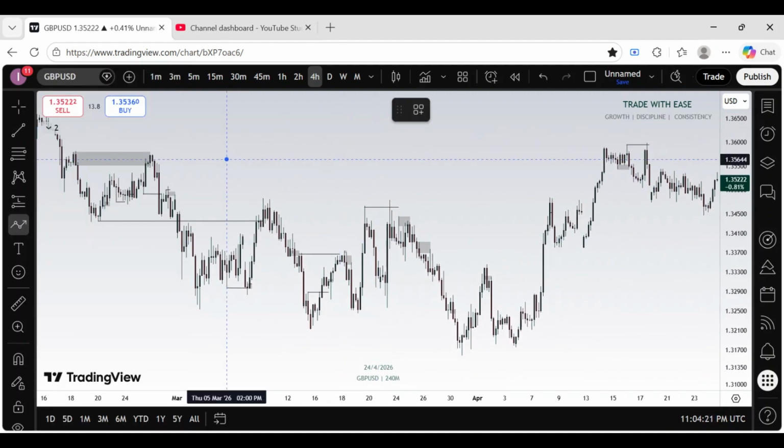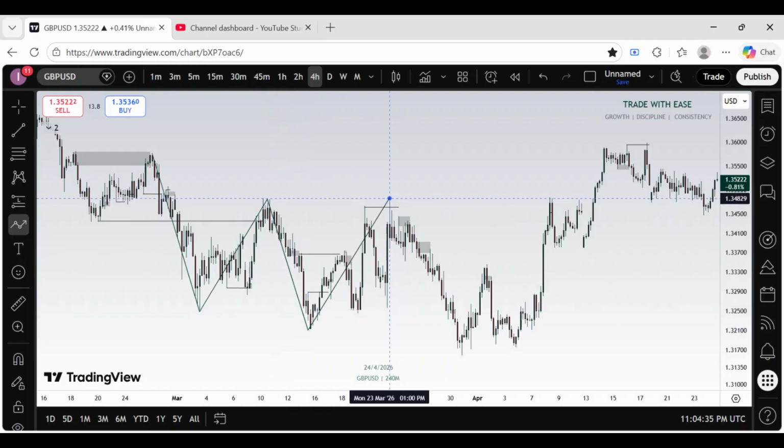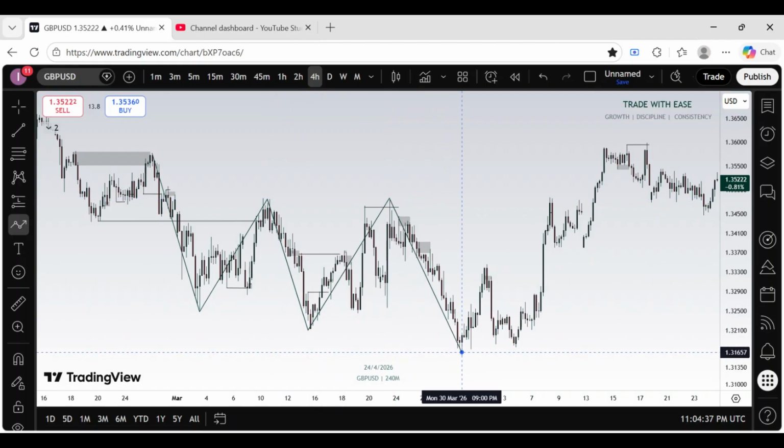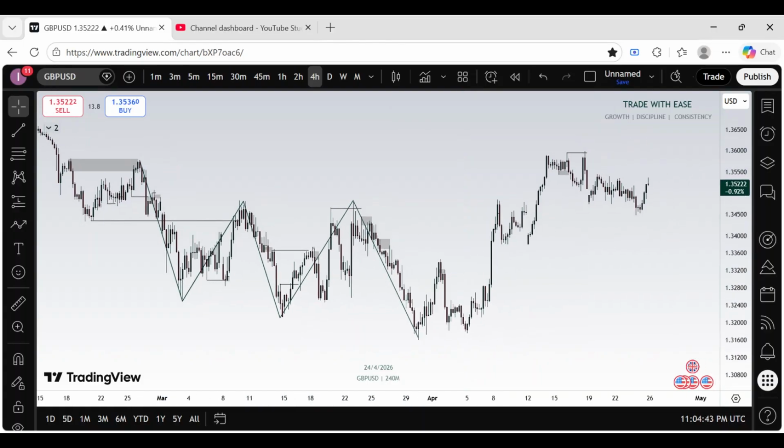So let's start from here. Let's say we have this high, we have this low, we have this external high, external low, right? Then high, and then we have this low. Okay, now let's stop here for now. Now you have this structure.